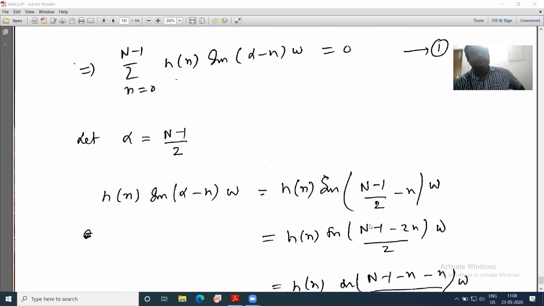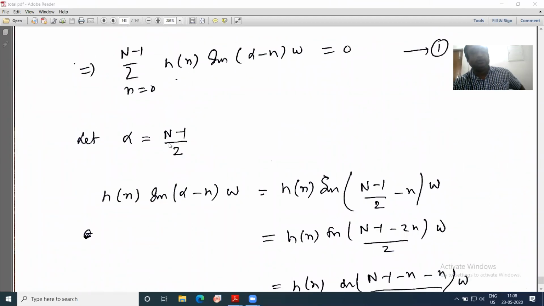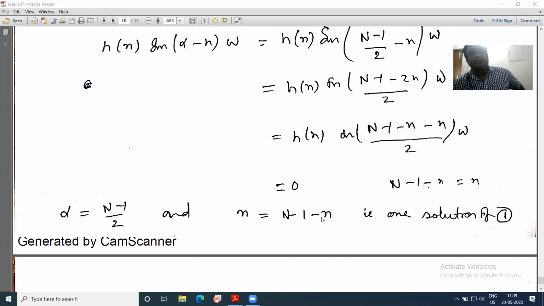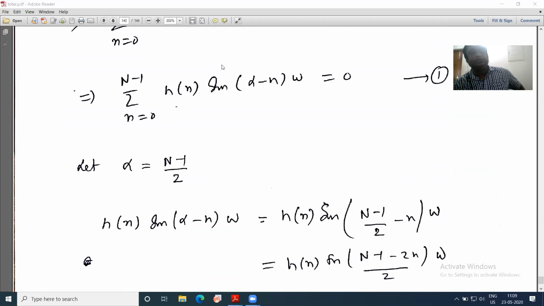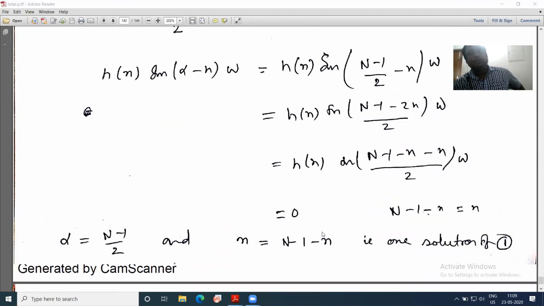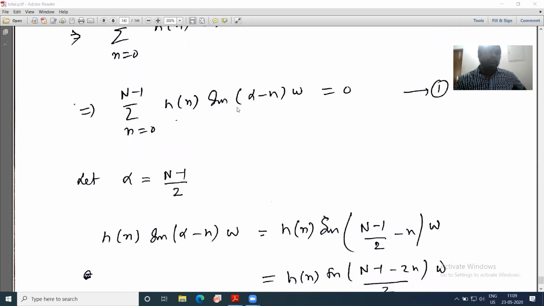what I can write: alpha equal to (N minus 1) by 2 and n equal to N minus 1 minus n, these two things together satisfy this equation. Because alpha equal to (N minus 1) by 2 and this condition n equal to N minus 1 minus n, if I apply this together, then this part becomes 0 and this part becomes 0, then this product will be 0, and this equation gets satisfied.